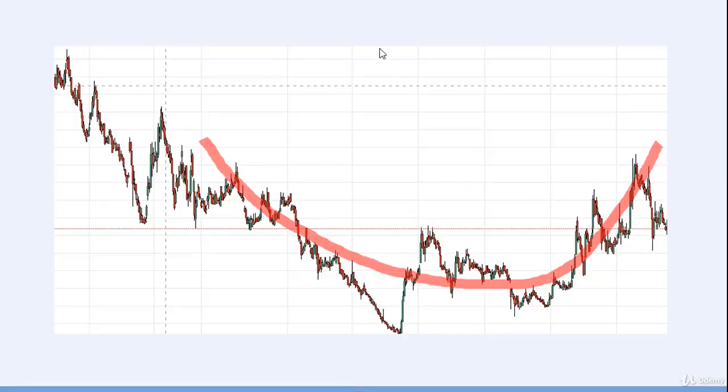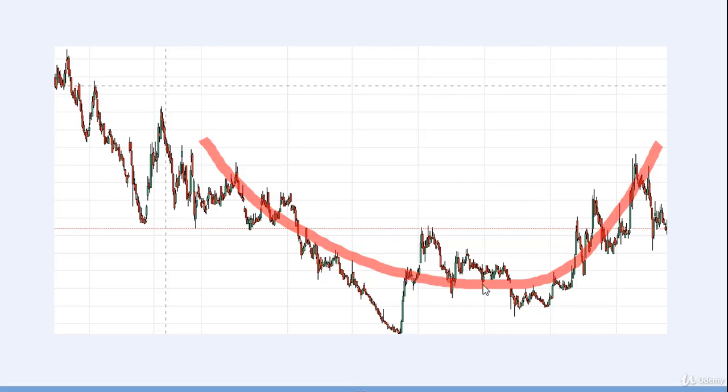Rounding bottom is a long-term reversal pattern. It takes a lot of time to complete. On daily charts, it is not clear because of noise, but on weekly charts, its formation gives a clear signal. After a long consolidation period, it turns from a bearish trend to bullish and forms a saucer-like shape.